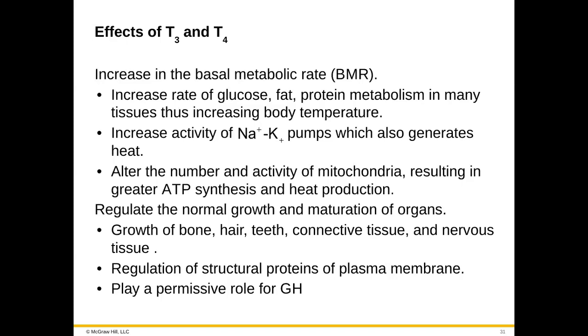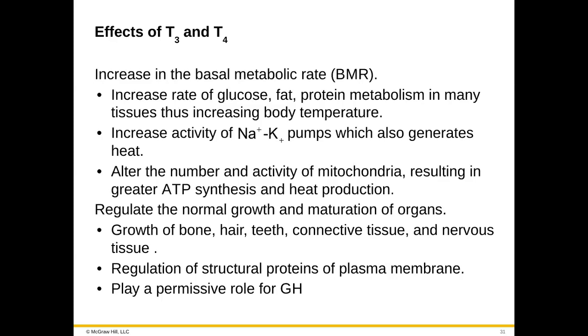It increases the activity of the sodium potassium pumps, which is also going to generate heat. It can also play a role in altering the quantity of and the activity of mitochondria, resulting in more ATP production, which is going to lead to more heat production. So you can imagine that if we had hypersecretion of T3 and T4, a person with too much T3 and T4 would exhibit everything we just talked about, but in a greater quantity. So you would expect to see skinny, running through ATP, breaking down nutrients and things for metabolism, also increased body temperature.